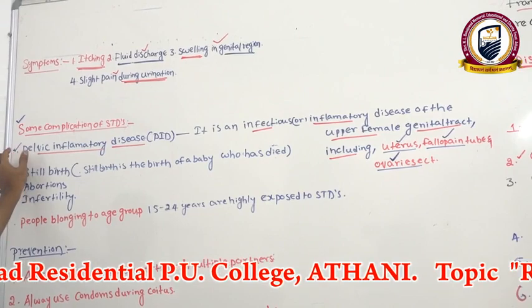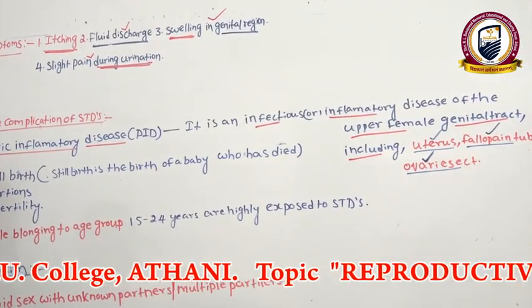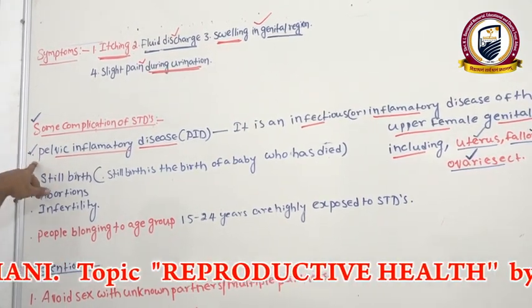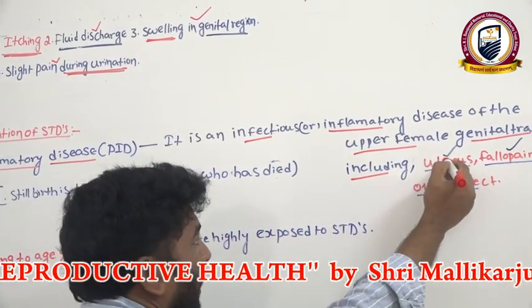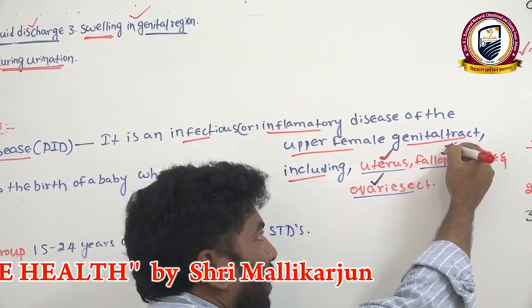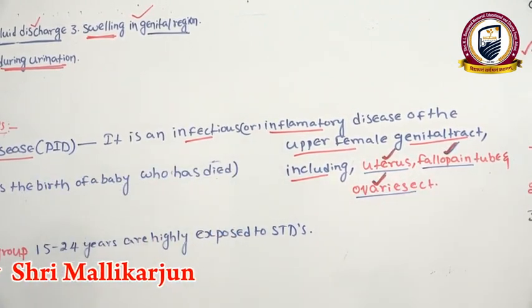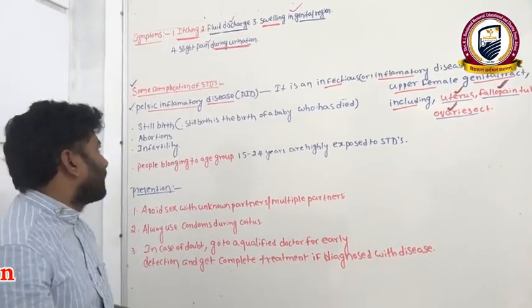That is because of late detection of the STD. That is the first complication, pelvic inflammatory disease. In pelvic inflammatory disease, mainly the uterus may be affected, the fallopian tube regions are going to be affected, and the ovaries are going to be affected. We can say it is a pelvic inflammatory disease or disorder.